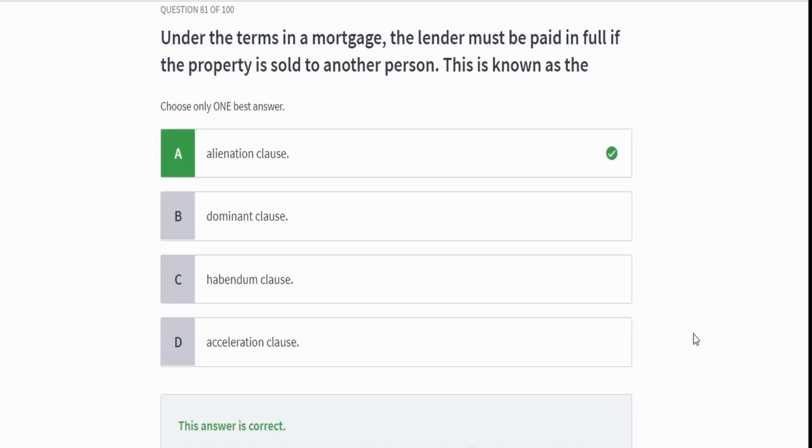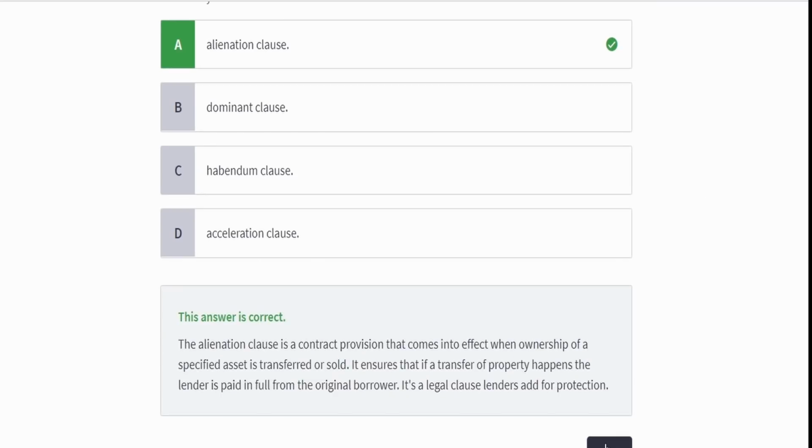So when we look at the alienation clause and you see here, lender must be paid in full if the property is sold to another person, think alienation clause. That is one of those clauses that is protecting the lender. Hopefully that made sense. Sorry, I kind of spaced off there.